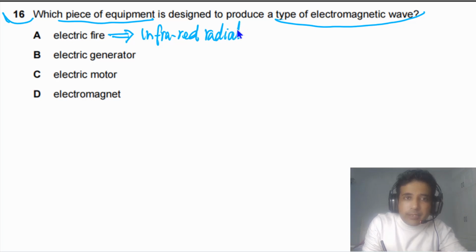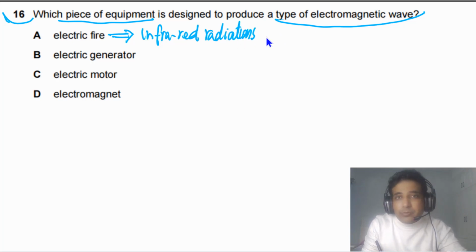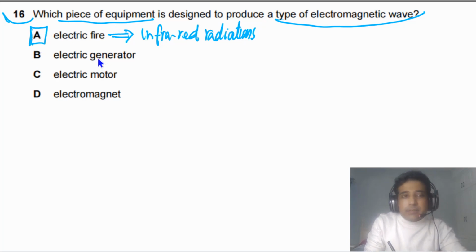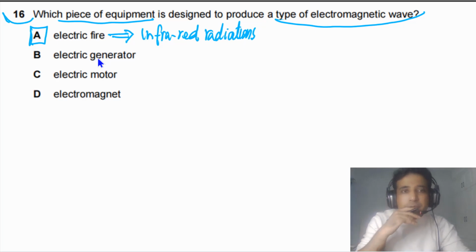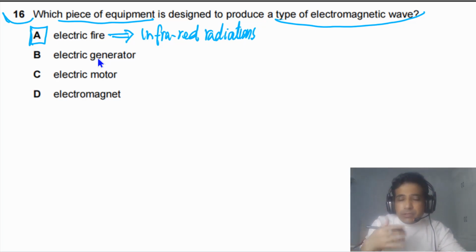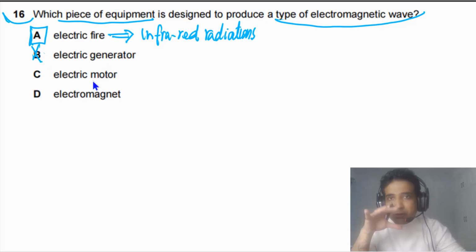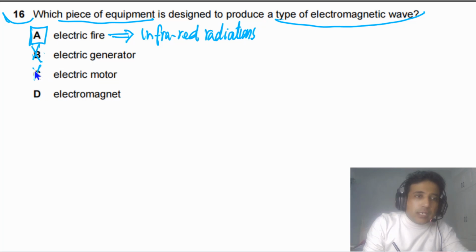And infrared radiations are, you can say, infrared waves. They are electromagnetic waves. So the answer for this question is A. B is not the answer. Electric generator converts mechanical energy into electrical energy. So option B is incorrect. Electric motor converts electrical energy into mechanical energy. So this is also incorrect.